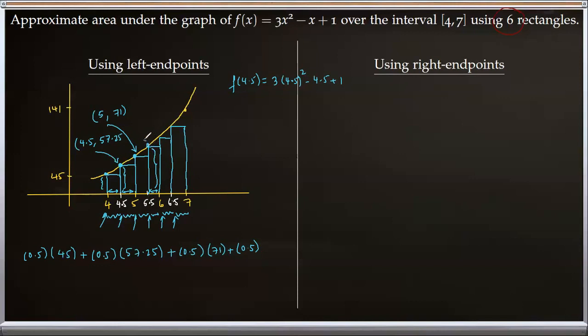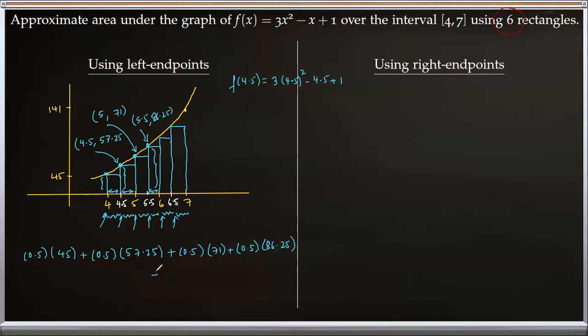So we need to find this point. To get that point, we just need to plug 5.5 into the function, and that will give us 3 times 5.5 squared minus 5.5 plus 1, which will be 86.25. So this is the height of the fourth rectangle, 86.25.